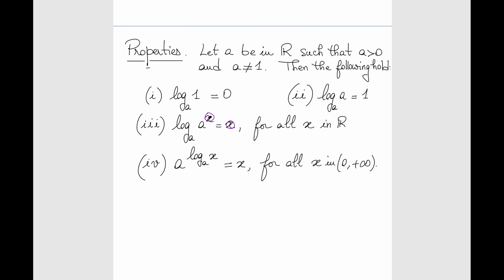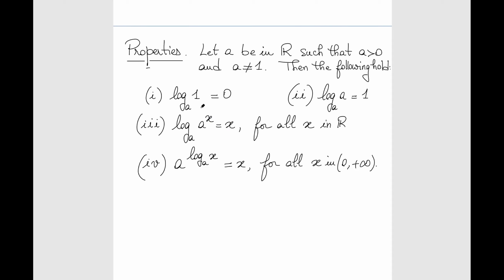And what's a to power 0? What do you know about a all along in this context? A is a number that's positive and different than 1, right? So if a is a number that's not 0, raise it to power 0, that's a 1 here. That guy is 1, so you get this left-hand side of property 1, and this side is 0. So log base a of 1 is equal to 0. Make sense?